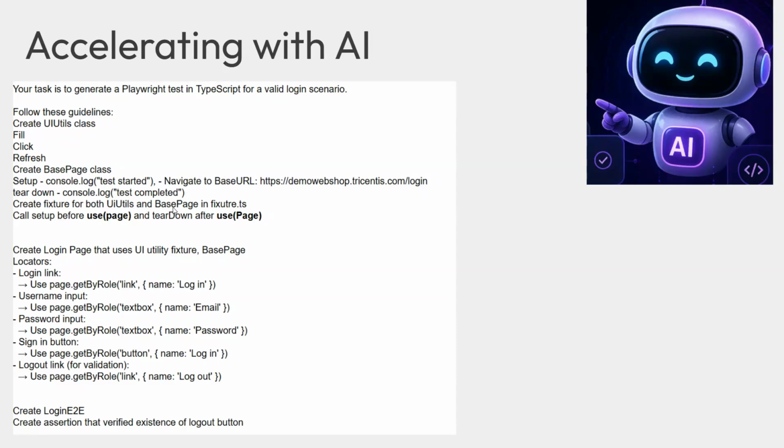Both UI utilities and base page should be converted into fixtures in fixtures.ts, and the setup should be called before use, and teardown should be called after. Just put that into the prompt. Rest, for the login page, it has to use the UI utility and the base page, and these are the locators, and then create the end-to-end login test with the assertion. Okay, so pretty simple. Let's give this prompt to Claude.